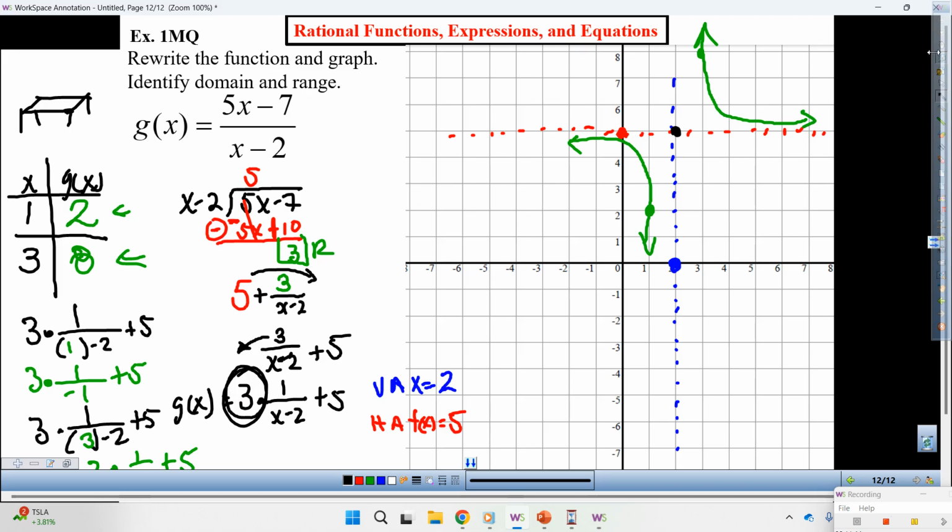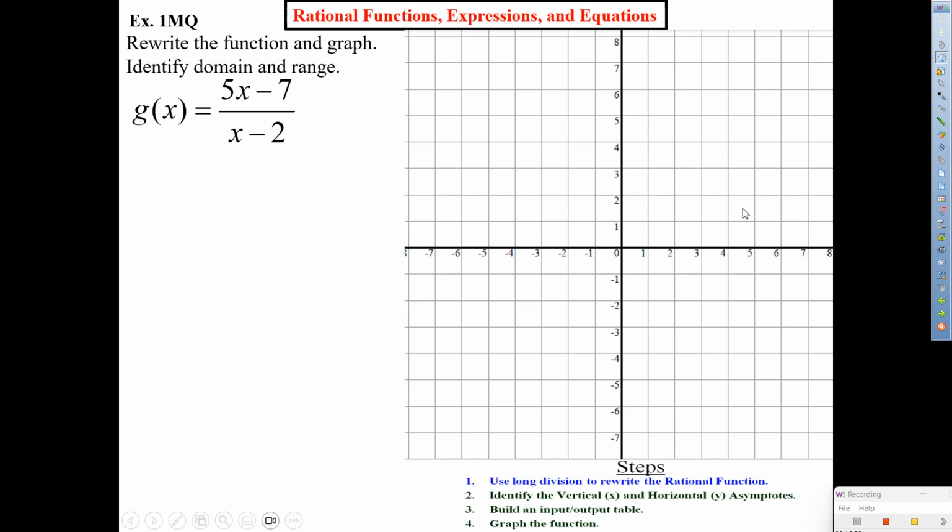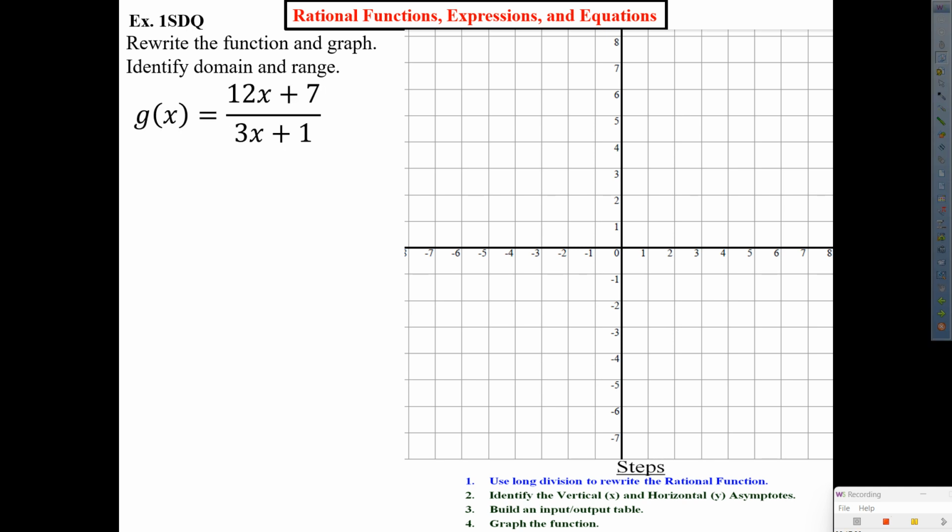All right. Copy this next one, please. You should be able to do this next one completely by yourself. Example 1, super duper Q. g of x equals 12x plus 7 over 3x plus 1. I'll give you guys some time. Copy and go.